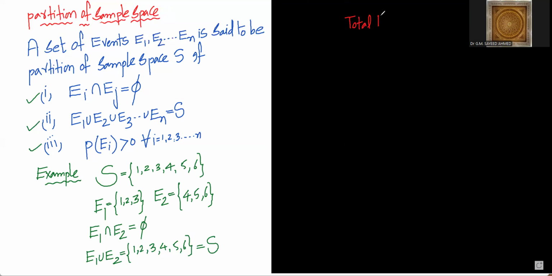Total theorem on probability. So how will the question come in the exam? State and prove total theorem on probability. The statement you have to write down; the statement will not be given in your paper. The statement itself we have to write down. So how will it be?